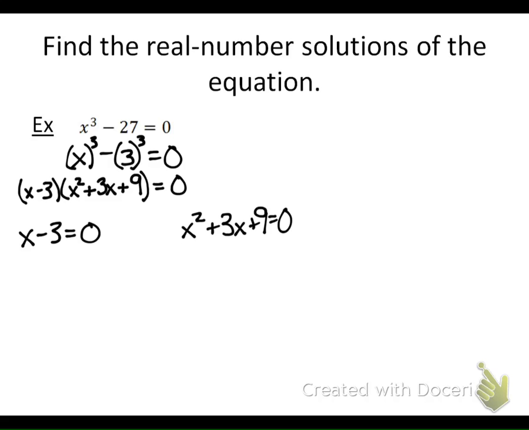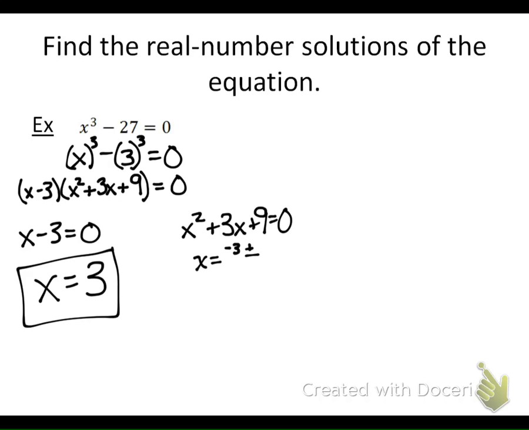First case, what's your solution? The opposite of b, plus or minus the square root, b squared, so that's going to be 9, minus 4ac, all over 2a. What is it?